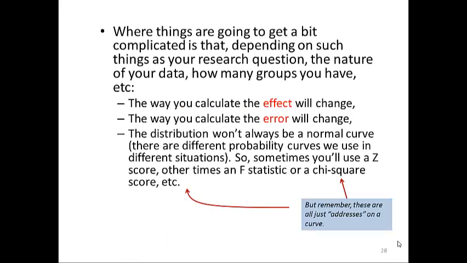Where things are going to get a little complicated is depending on things like your research question, what your data's like. For example, perhaps your data isn't normally distributed. We have to select a different type of statistic. How many groups we're comparing, the way we calculate our effect will change. The way we calculate our error will change. The distribution won't always be on a normal curve. So sometimes we'll use a z-score, sometimes we'll use an f-statistic or a chi-square. But remember, all of these statistics are just addresses on a normal curve.